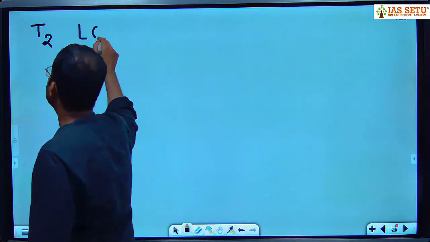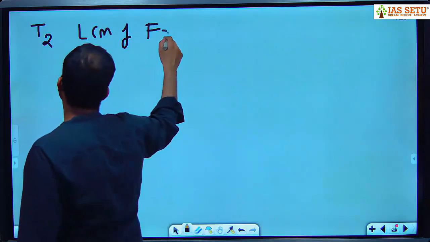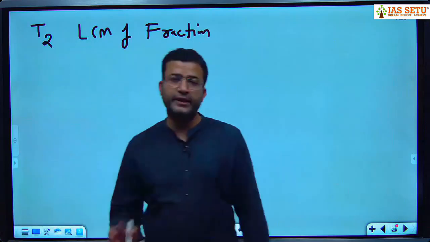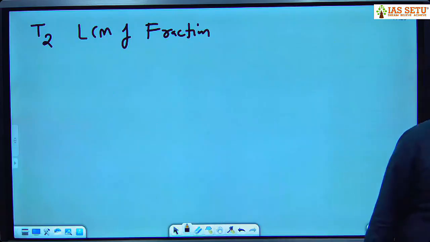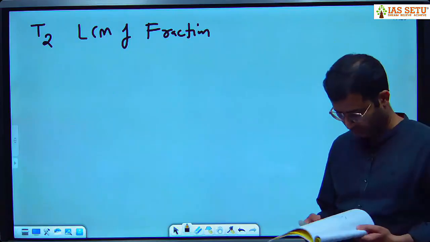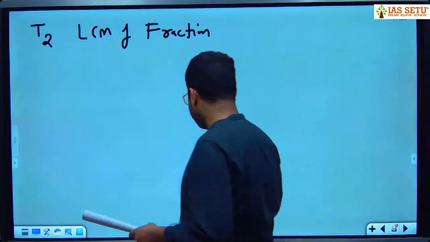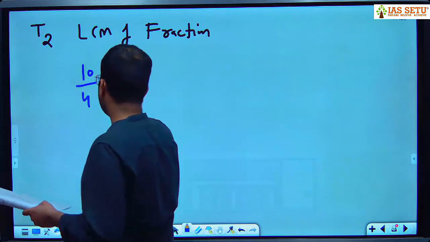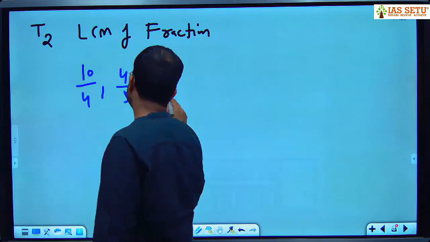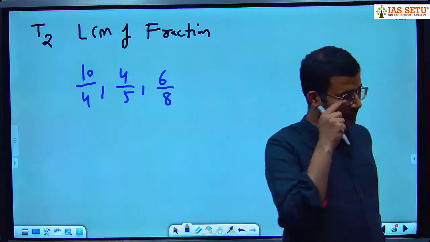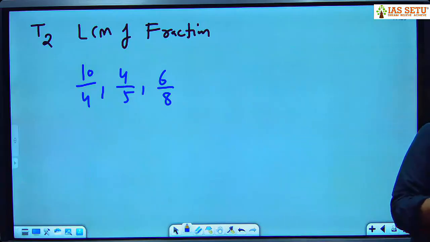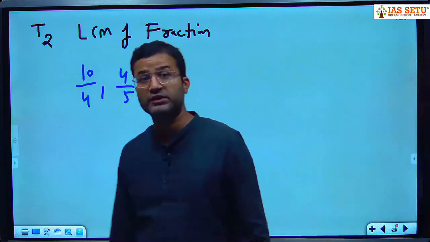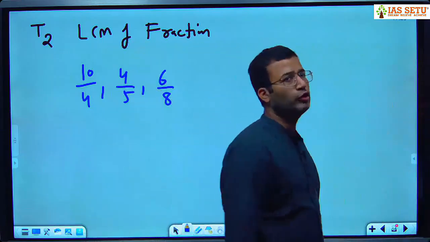Type 2 is we have to find LCM of fractions. Let me take 2 examples so that all of you are comfortable. I take one question like 10 by 4, 4 by 5, 6 by 8. I tell you step by step. If you have to find LCM of fractions, step number 1, you have to simplify the fractions. This is protocol. You have to follow the protocol.